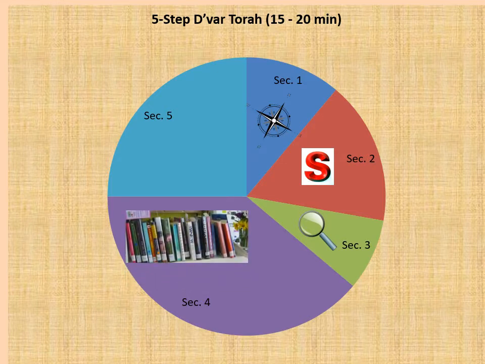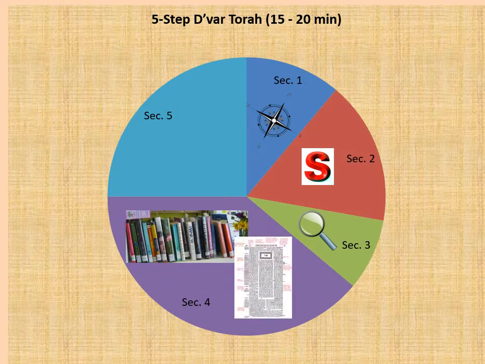Then comes section 4. This is the research section of your Dvar Torah. This is where you tell us some of the things that you've learned, that rabbis throughout the ages have shared, interpreted, debated, discussed regarding your focal point. You can also include ideas that you've learned from non-rabbis or even people who aren't Jewish if they are relevant and enrich your Dvar Torah.